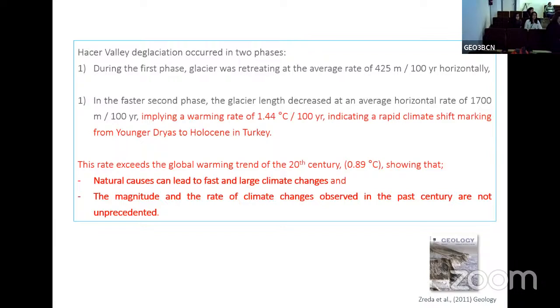Of course, for OSL, you often need quartz grains, and in limestone areas you cannot use this. But we did in the Black Sea or in other parts of Turkey or the globe. For glaciers, OSL dating is not a very reliable dating. This is our experience.